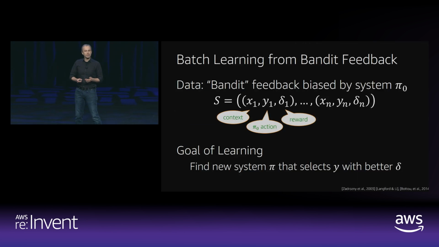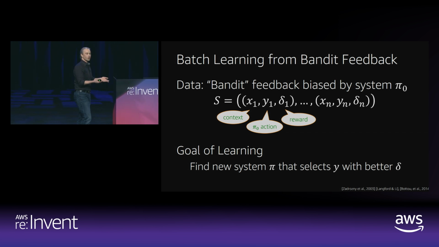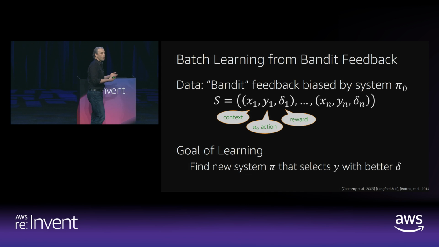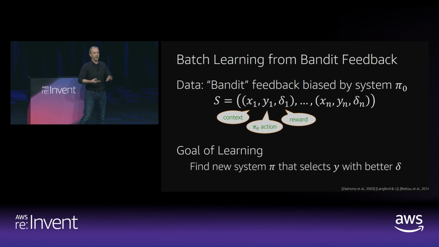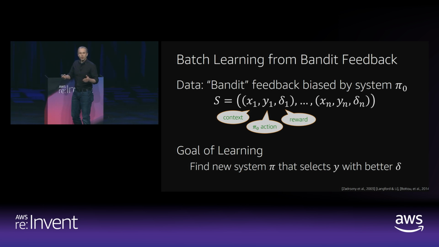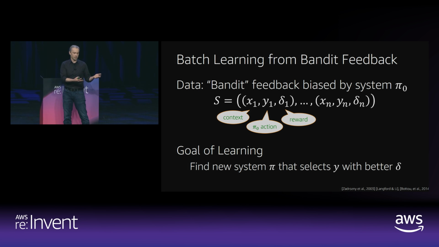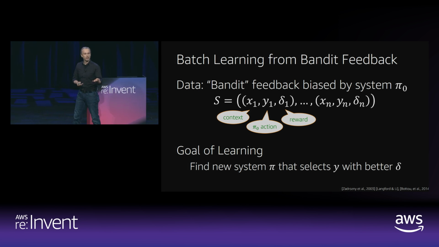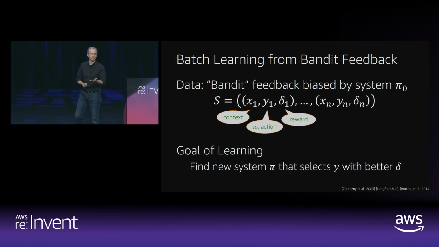So in a sense, what we are getting here in machine learning terms is bandit feedback. These triples X, Y, and delta. But it's biased by the actions that our current system is taking. We only get to observe the feedback for the actions that we try. Nevertheless, what we want to do is learn a new, improved system, a new ranking function, let's say, that selects actions Y with even better deltas. So how can we do this? That's the question that I want to address in this talk.